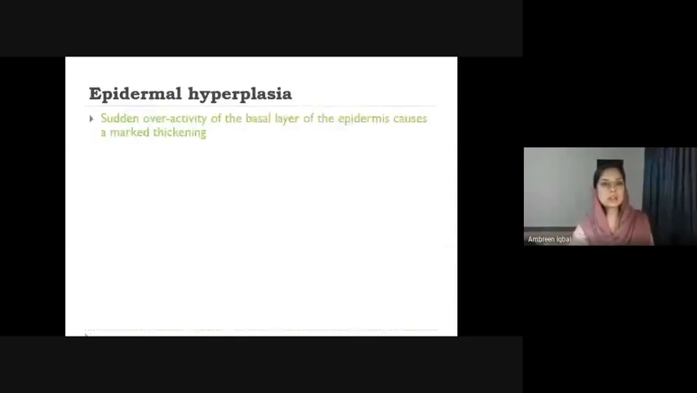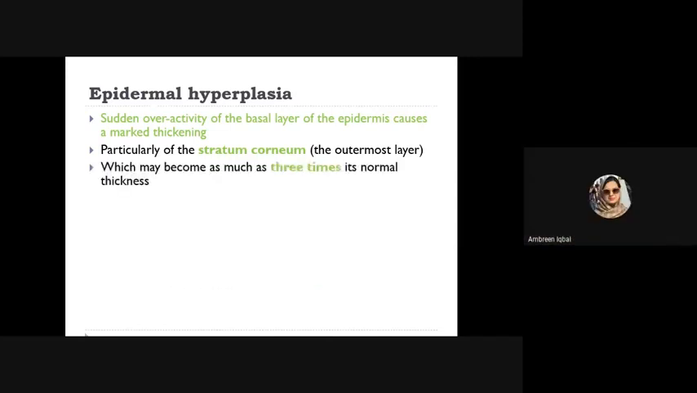The next, another very protective response of the skin, is epidermal hyperplasia. Hyperplasia means an increase in the number of cells. Sudden overactivity of the basal layer of the epidermis causes a marked thickening, particularly of the stratum corneum, the outermost layer of the skin, which may become as much as 3 times its normal thickness. It usually occurs approximately 72 hours after exposure to ultraviolet radiation.